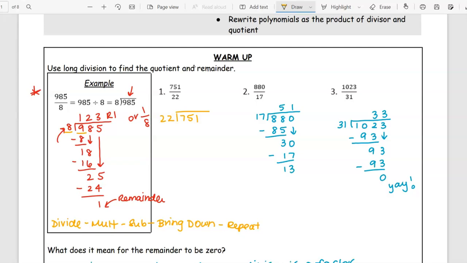I just want to kind of summarize these steps for us. We first divide. Right, we do 8 goes into 9, we figure that division out. Then we do the multiplication. We do 1 times 8, gives me 8. Then we subtract. Then we bring down and repeat.